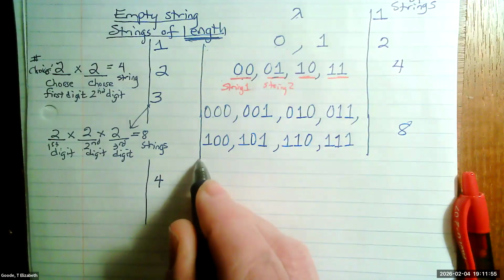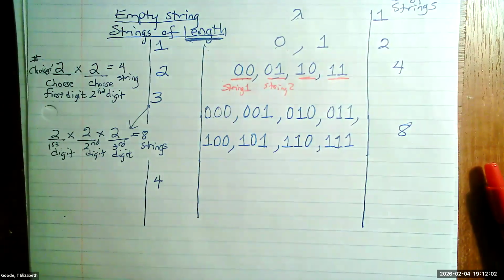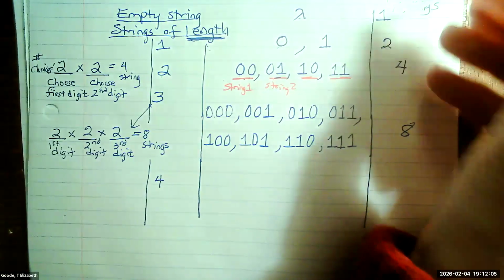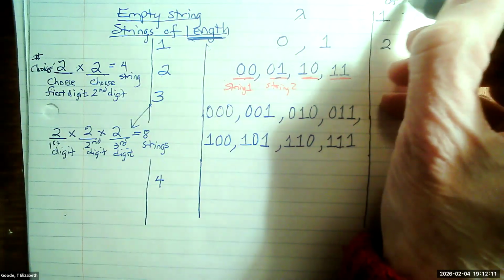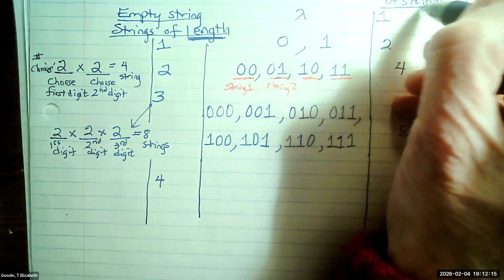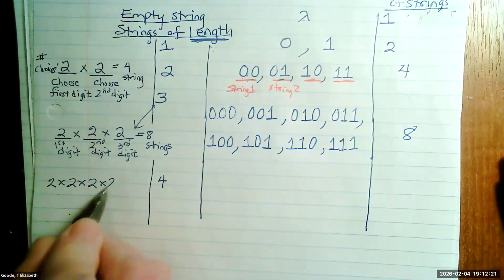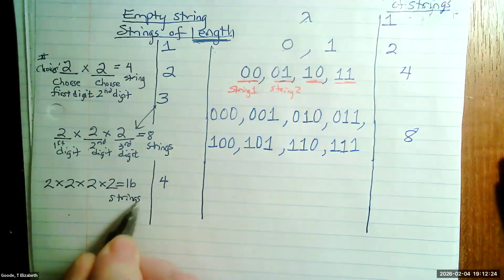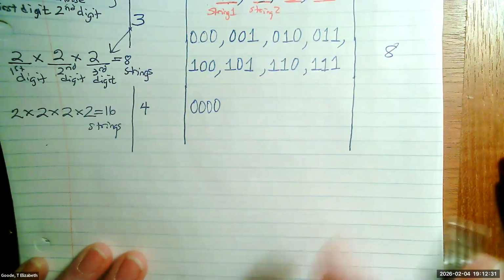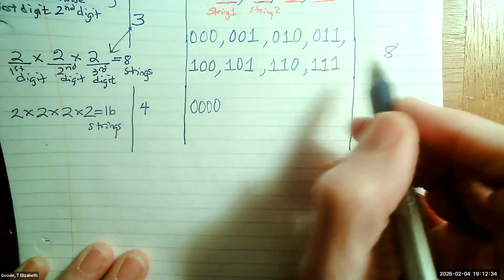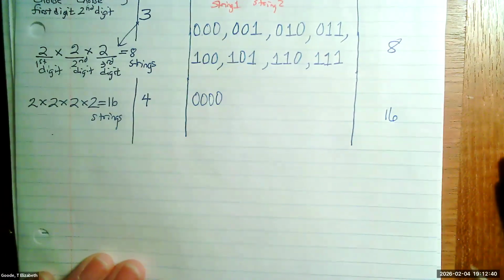What about strings of length four? How many will there be? It would be 2 times 2 times 2 times 2, that would be 8, 8 times 2, 16. Yeah, there are 16 different strings of length 4. 2 times 2 times 2 times 2 equals 16 strings. So 0000 would be the first one, and then the last one is going to be 1111. But there are a bunch of them in between because we're going to find 16 strings.